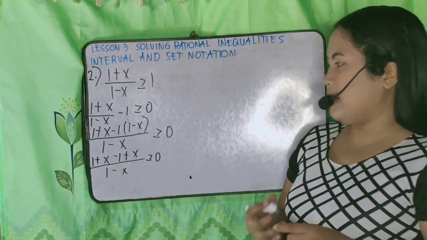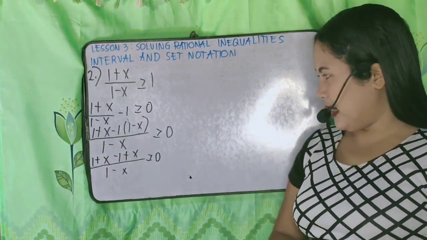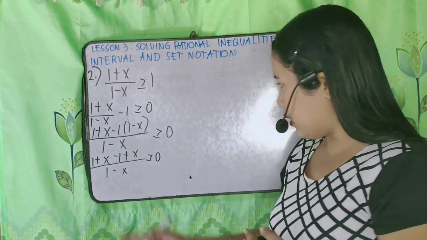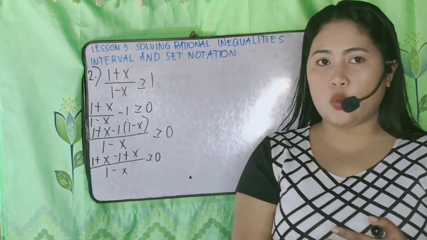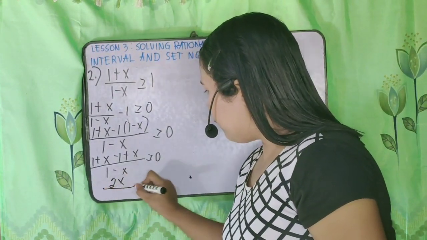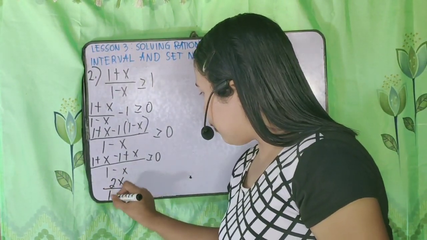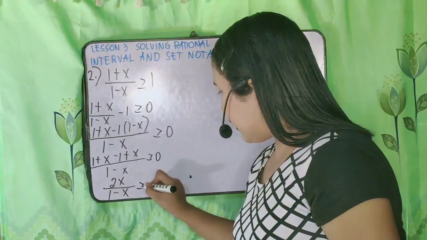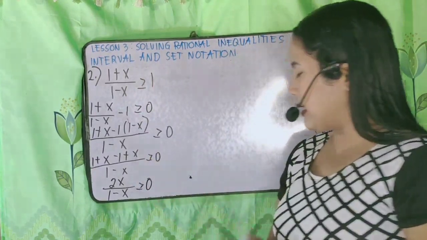And then, pagsama-samahin na po natin yung pwedeng pagsamahin. So, combining like terms. So, 1 minus 1, 0 na po siya. So, x plus x. So, di ba may katabi siyang 1? So, 1 plus 1, we have 2x over 1 minus x, greater than or equal to 0. So, ayan na po yung sagot natin.